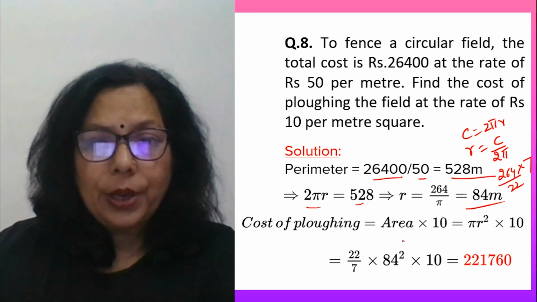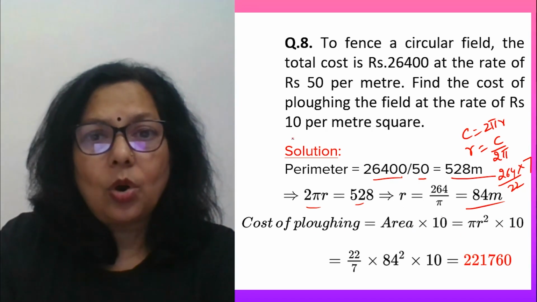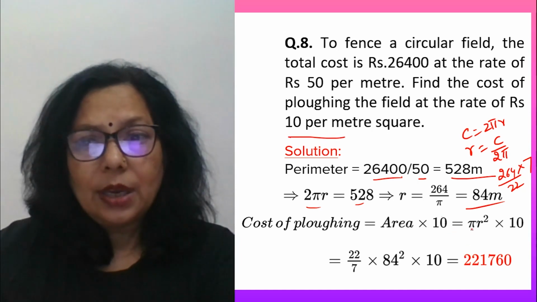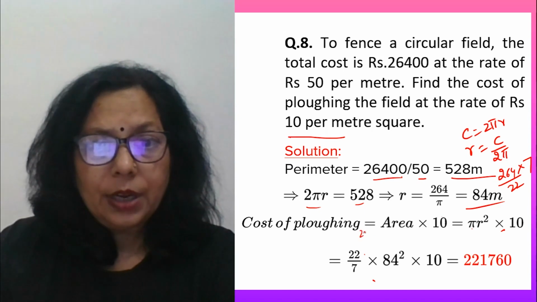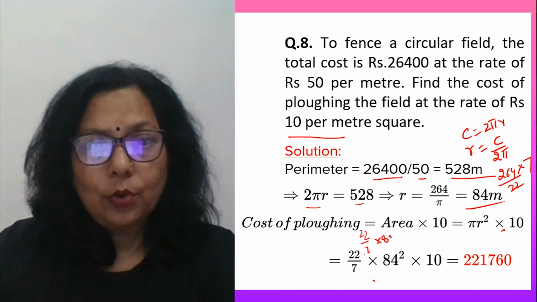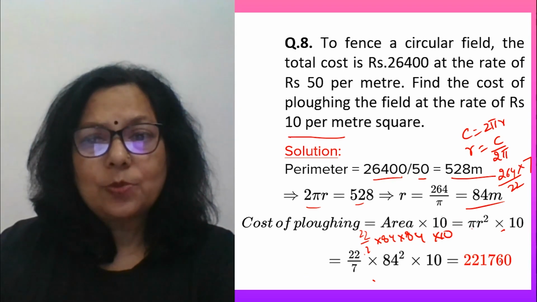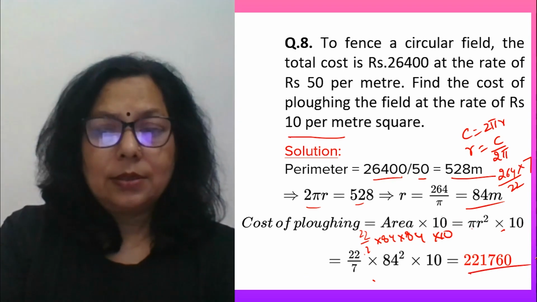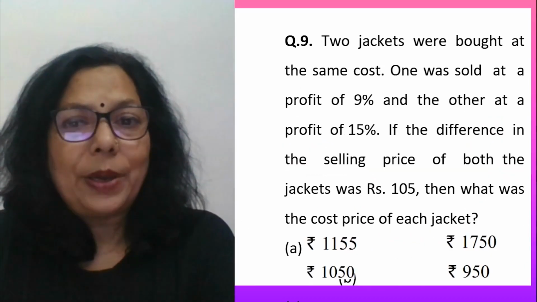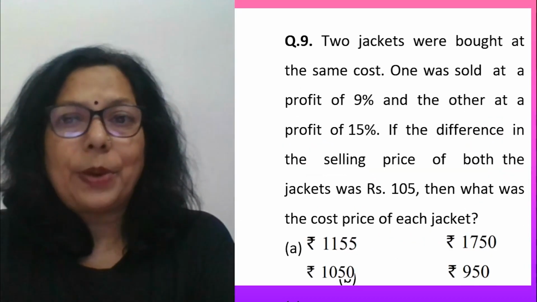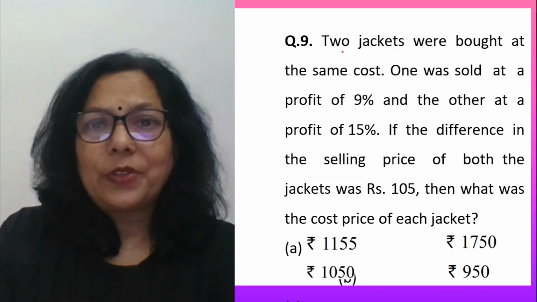Now cost of ploughing will be area into 10, because cost per meter square is 10. Area is pi r square. So 22 by 7 into 84 into 84 into 10. Solve this expression and you get the answer. Right? So it was just like your perimeter area questions, and you have done a lot of practice on perimeter area. So let's move on to the last question of the day.